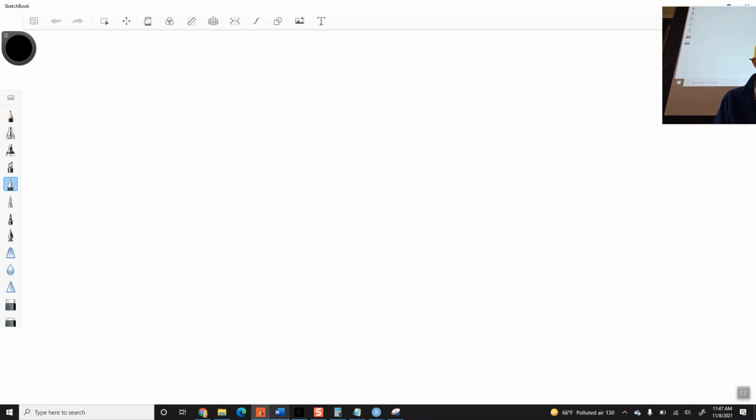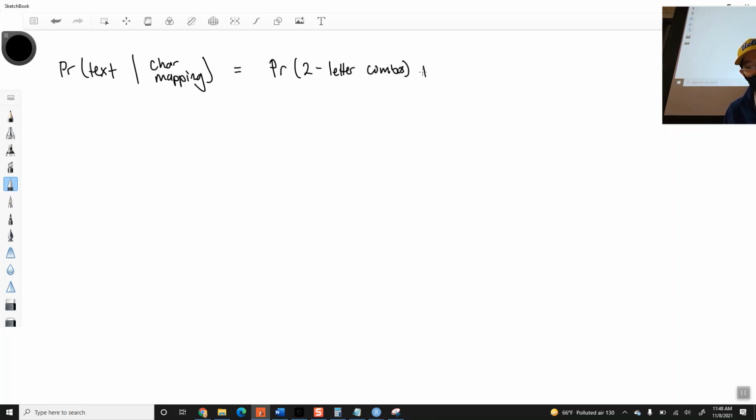All right, and then the other part is we're going to figure out the probabilities of real English words. Okay, so we're gonna say the probability of the text given some particular character mapping. The way we're going to figure this is going to equal the probability of our two-letter combos plus, basically, we're going to have some constant term times the probability of real English words.